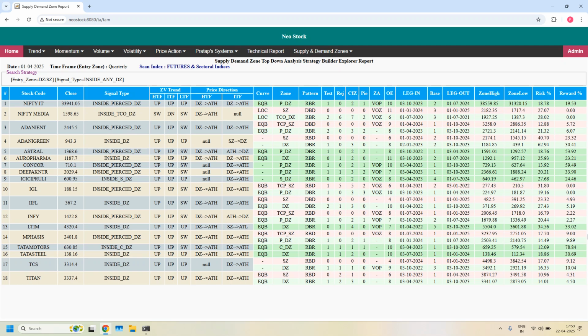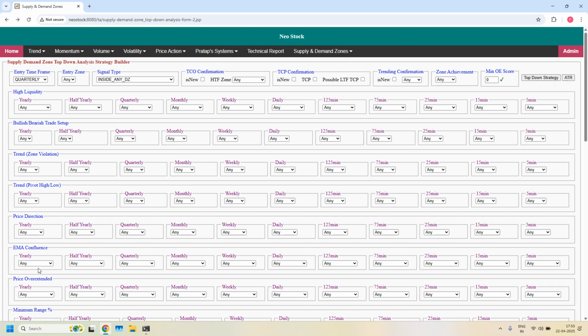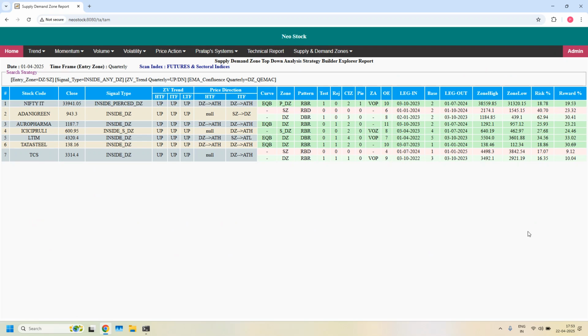We can further filter this list based on EMA Confluence. In the EMA Confluence at quarterly time frame, I am checking whether the quarterly demand zone has quarterly EMA Confluence or not. At the same time, the trend on the quarterly should not be sideways, because EMA Confluence does not make any sense in the sideways. It can be up or down. With these filters, we got 7 stocks.